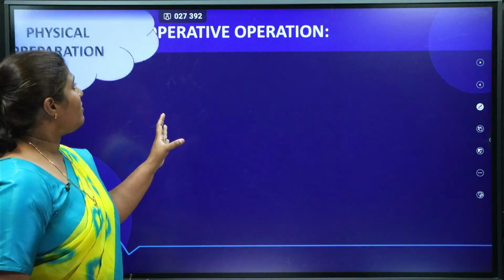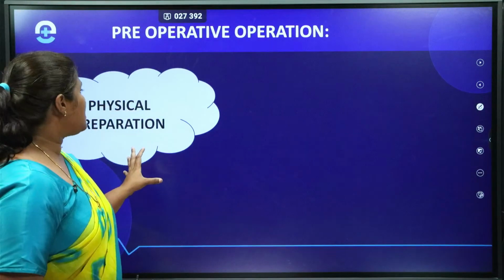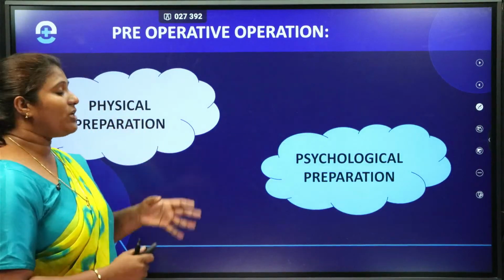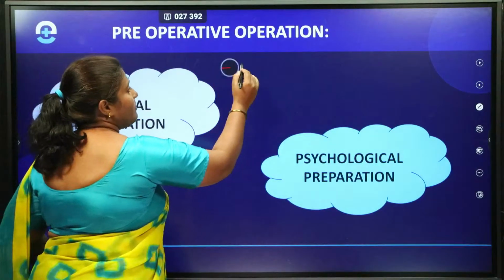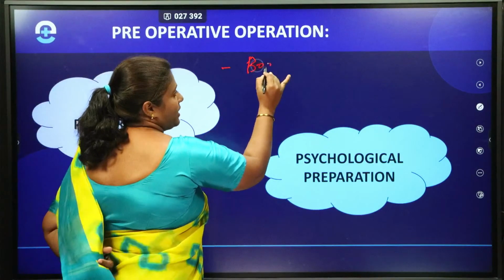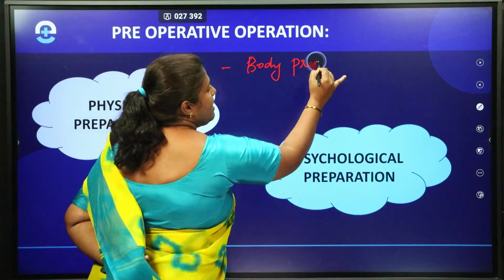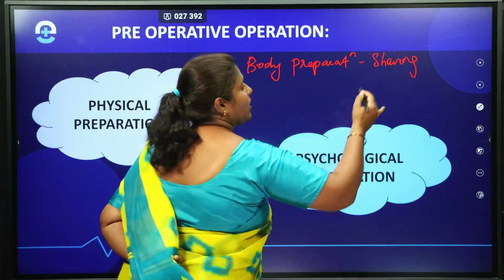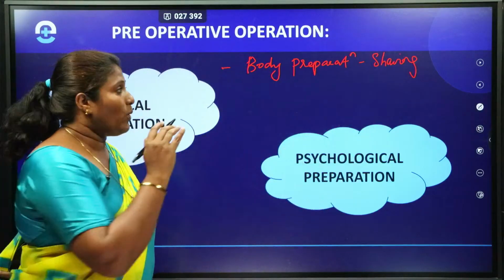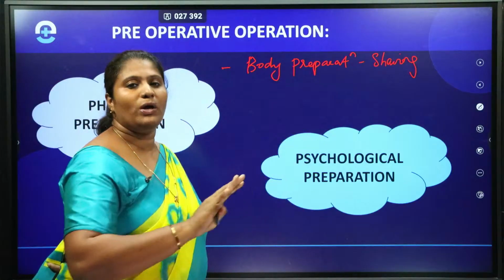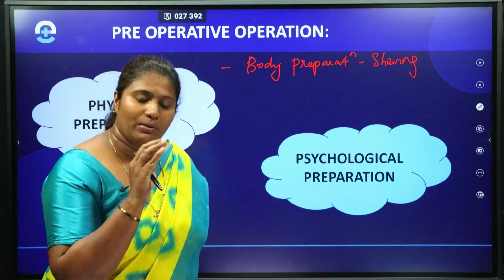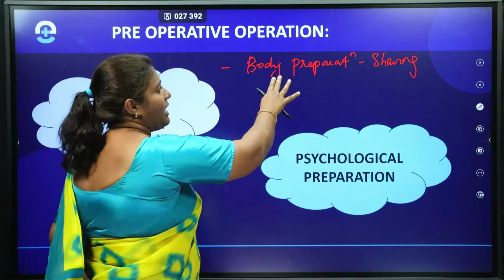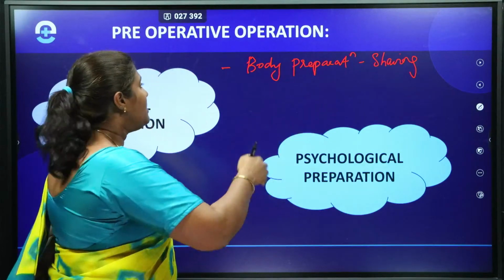So what are the preoperative preparations? First is physical preparation, next is psychological preparation. For physical preparation, first you need to check whether the patient has had body preparation. Body preparation is nothing but full shaving; the hair has to be removed in all areas, because of the risk of infection. We reduce the infection with the help of removal of body hairs.